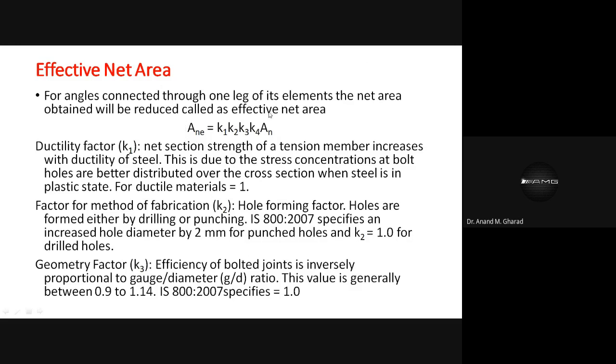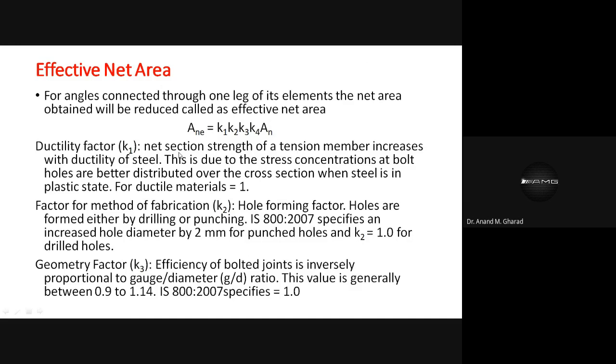The background for this effective net area can be seen in this description. What is this A and E? It is nothing but these coefficients into the net area, right? So let us try to understand what are these coefficients. K1 is known as the ductility factor.